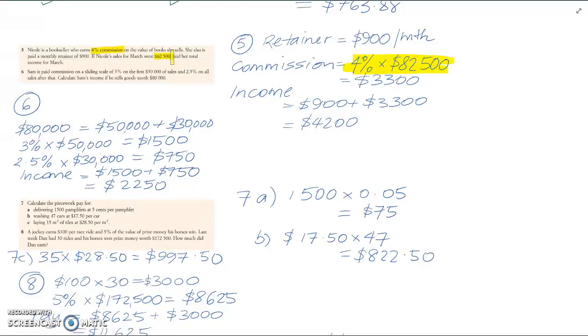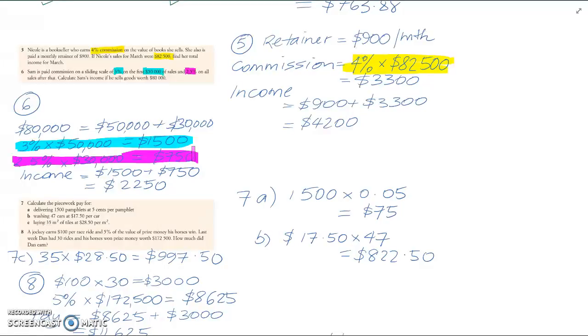Sam is paid commission on a sliding scale of 3% on the first 50,000 of sales and 2.5% on all sales after that. Calculate Sam's income if he sells goods worth 80,000. All right. 80,000 is 50,000 plus an extra 30,000. Why am I splitting it like that? Well, it says the first 50,000 is getting 3%, so that's why I've worked out 3% of 50,000 there. But then on top of that, you've got 2.5% on the rest. Now, what's the rest when you've got 80,000? 30,000 is the rest. So we figure that out. So we've got 1,500 plus 750, put it together, 2,250.